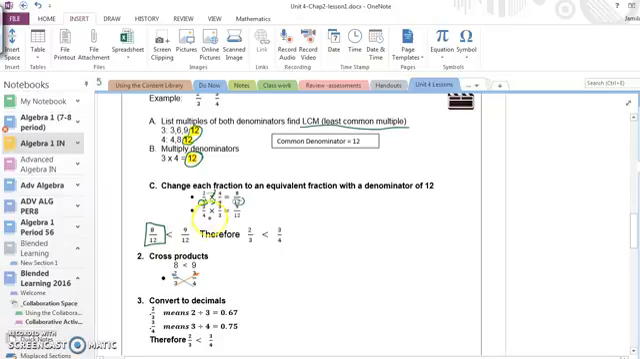Now let's look at 3/4. In order for 4 to become 12, I had to multiply by 3. Therefore, I have to multiply my numerator by that same value. And I get the equivalent fraction 9/12. So 9/12 is the new fraction for 3/4. Now I can clearly see which fraction is greater than the other. 9/12 is greater than 8/12. Therefore, 3/4 is greater than 2/3. Or 2/3 is less than 3/4.